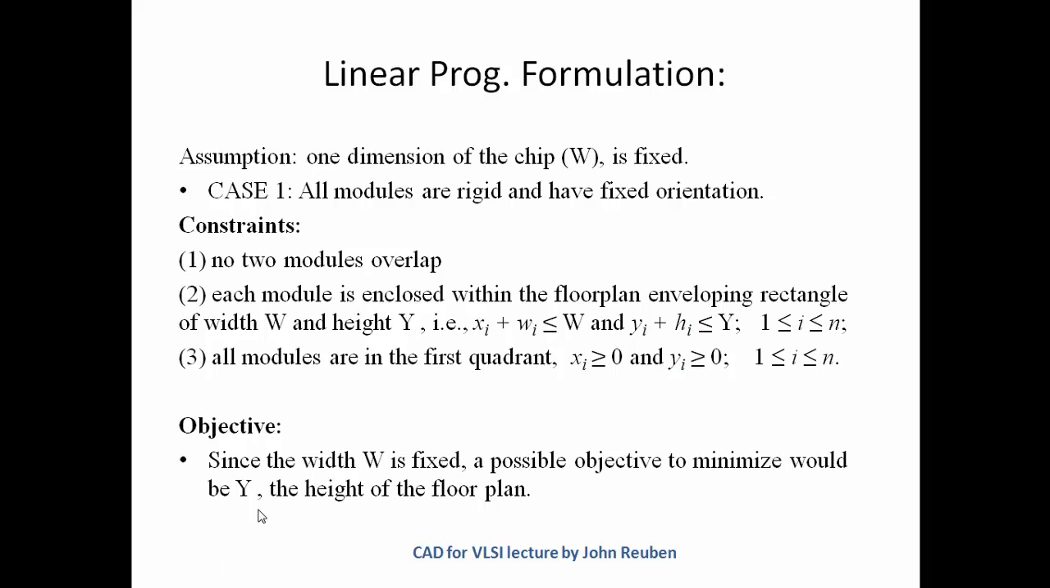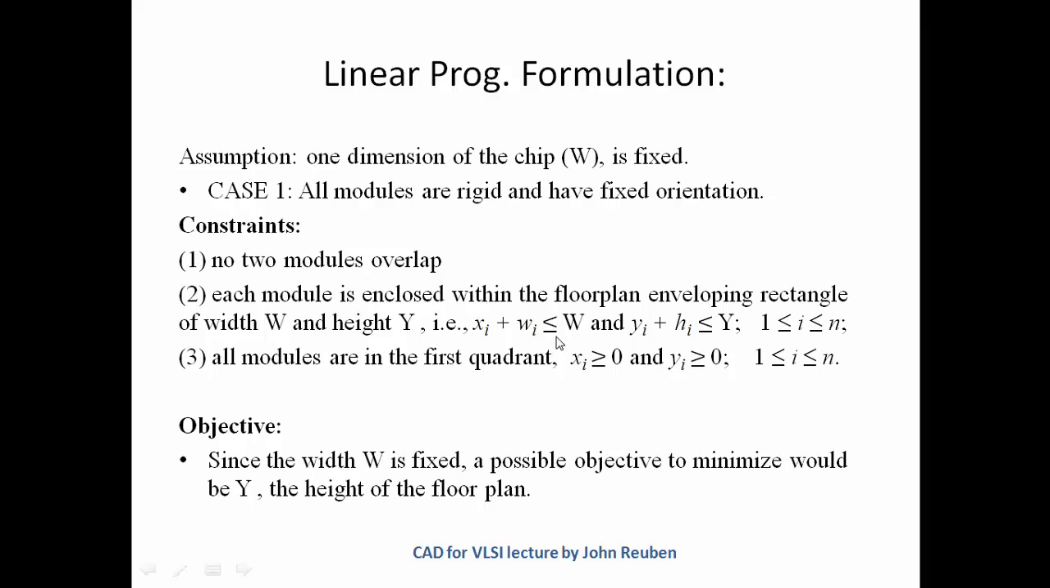So if the width is fixed, a possible objective function is to minimize y, the height of the floor plan. So y is the variable, H is the upper bound on the floor plan height, and y is the variable which I am going to minimize. So now we can formulate the linear program in this manner, that I want to minimize y, the total height of the floor plan, subject to the following constraints: no two modules should overlap, and each module is enclosed within the feasible floor plan rectangle of width capital W and capital H.